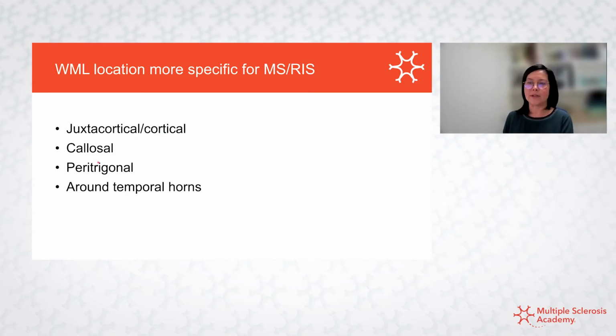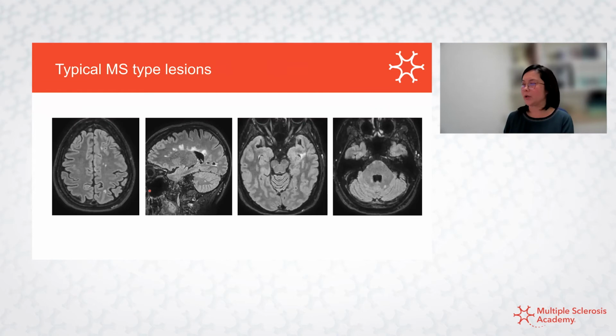The corpus callosum, particularly involving the inferior callososeptal surface of the corpus callosum, is very typical for MS, as are the peritrigonal white matter lesions and lesions around the temporal horns. Let me show you some of these. So here are a couple of juxtacortical lesions.